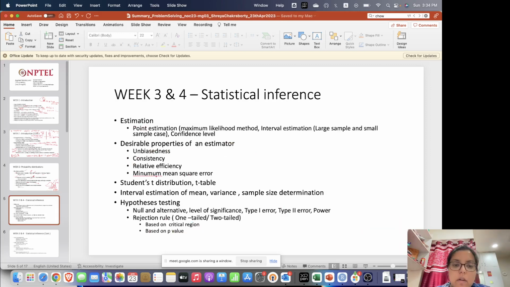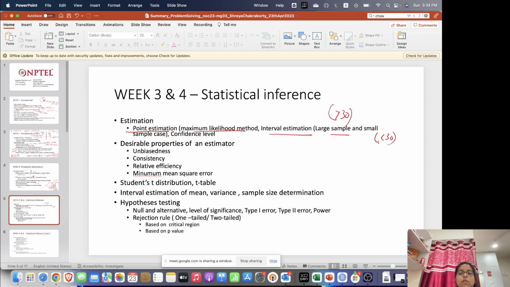Then in week 7 we learnt about the statistical inference methods. There are two primary methods of estimation, one is point estimation and the other is interval estimation. So we could have moment based estimation, or we could have maximum likelihood based estimation. And we also looked at interval estimations when we have large sample cases, typically greater than 30, and when we have small sample cases, where the sample size is less than 30.